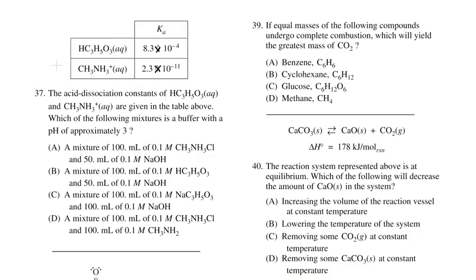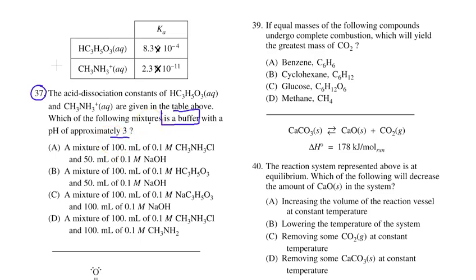Number 37. Well, number 37, another acid-base question. You can't get away from it. So they're giving you the Kas of the acid. We can see that this is the weaker acid. This is the stronger acid because this has a lower Ka, lower dissociation constant, lower amount of ions given off. Any case, they are given in the table above. Which of the following mixtures is a buffer with a pH of approximately 3?